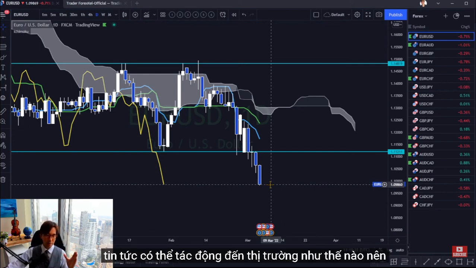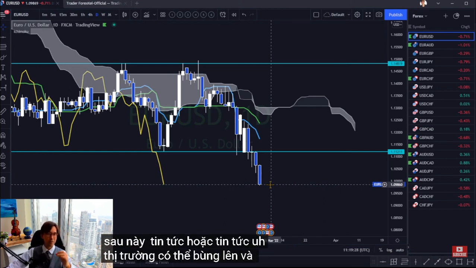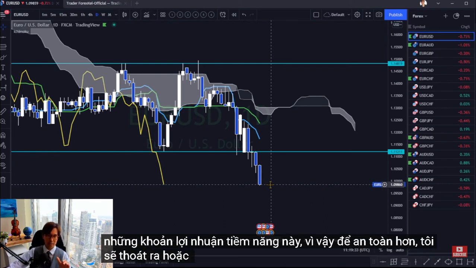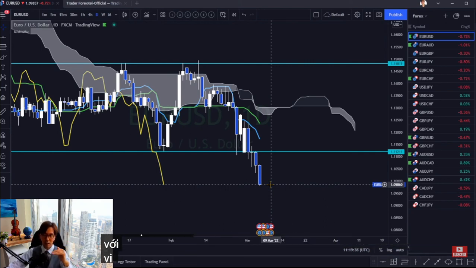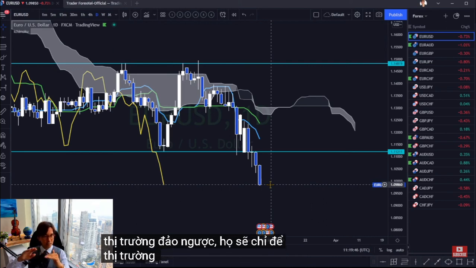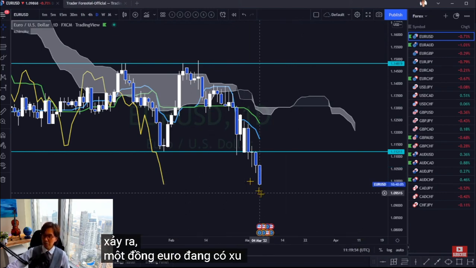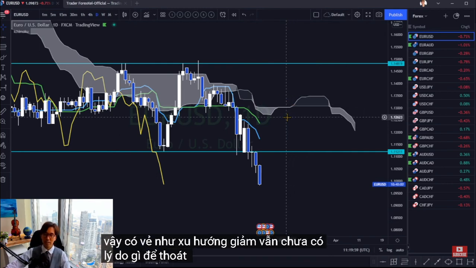After the news or at the news, the market may spike up and you may lose all these potential profits. So to be safer, I exit or I move the stop loss slightly above the current market level, and then just keep it there. And if the market reverses, I will just let the market hit the stop and fix a profit there, or simply exit before the news happens. But EuroUSD has been downtrending, so it still looks like a downtrend. No reason to exit yet.